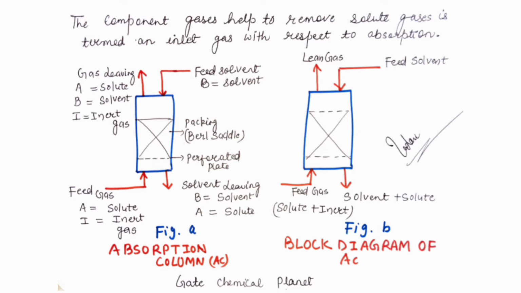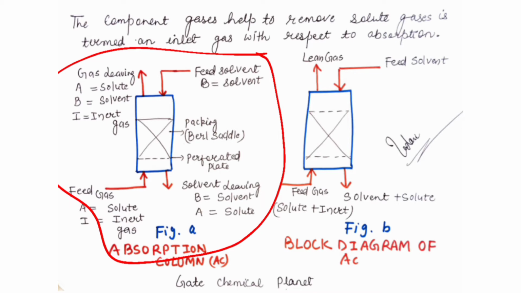The component gas which helps to remove solute gases is termed the inlet gas with respect to absorption. So what is the meaning of inlet gas here? The inlet gas is basically the component gas which helps to remove the solute gases, known as the inlet gas with respect to absorption. Here we will discuss some more details about the absorption column. It is a berl saddle or Raschig ring which is used as packing material for the absorption column. It is a perforated plate here.